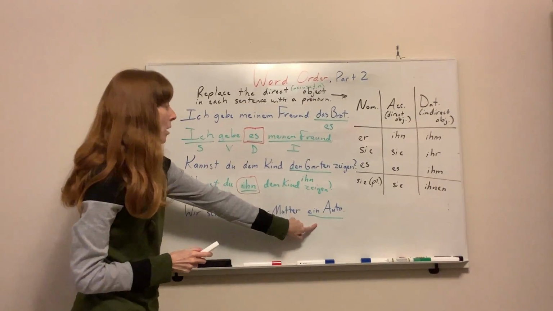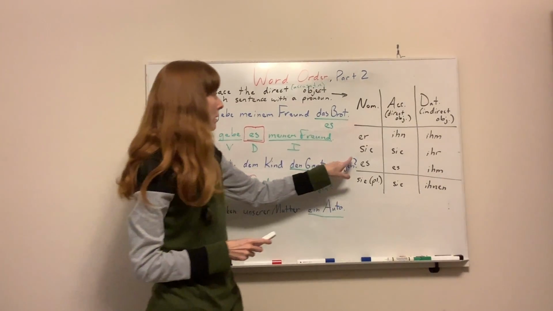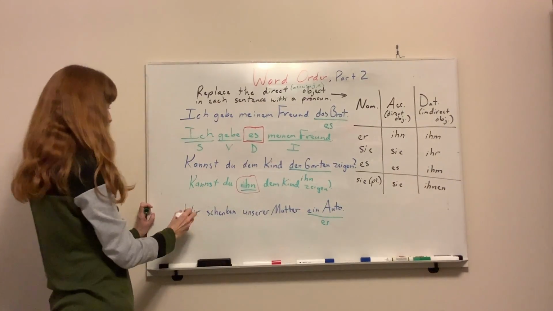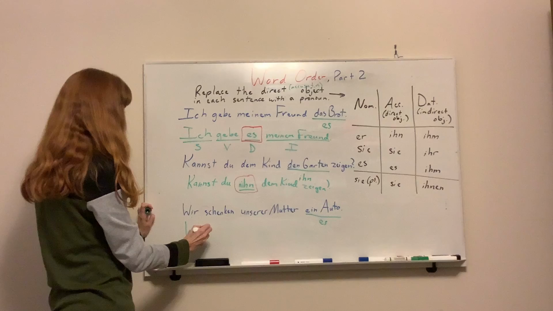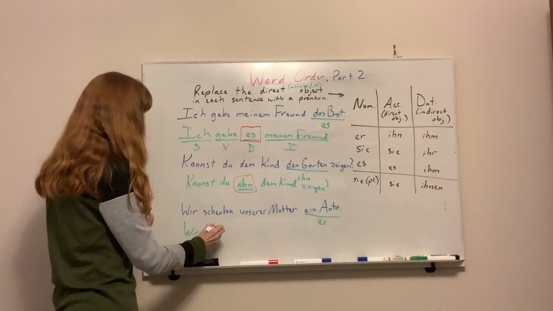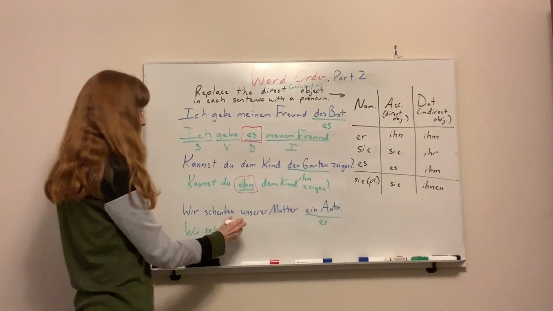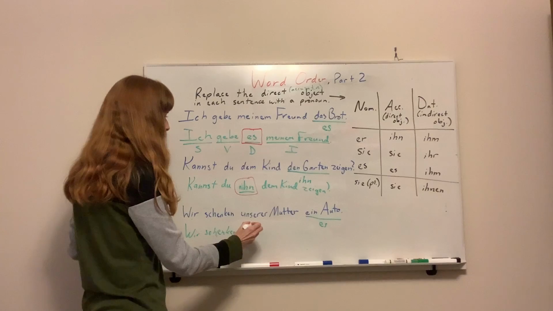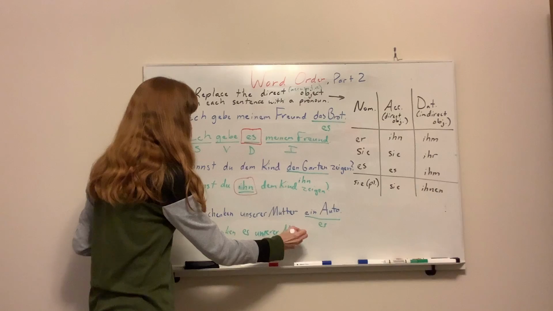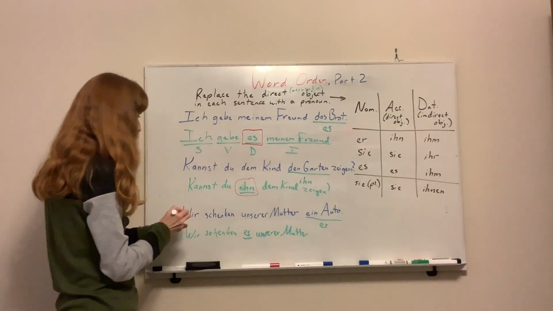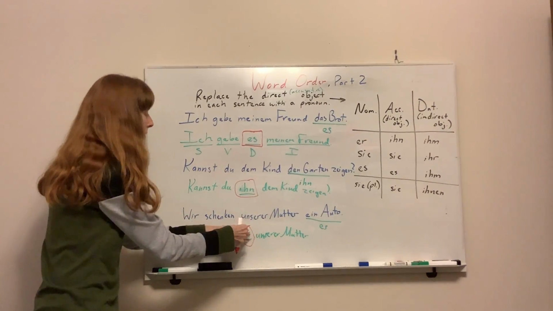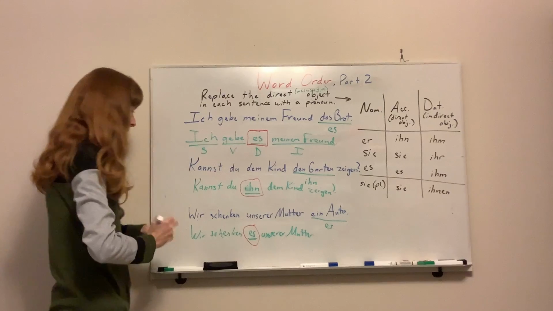Last one, ein Auto, that is neuter. So we'll go to find our neuter pronoun here, es. Wir schenken, S-C-H-E-N-K-E-N, okay, wir schenken es unserer Mutter. I want my little word in the middle because I've got to protect it from all those elements outside. So a little word in the middle protected by big words.